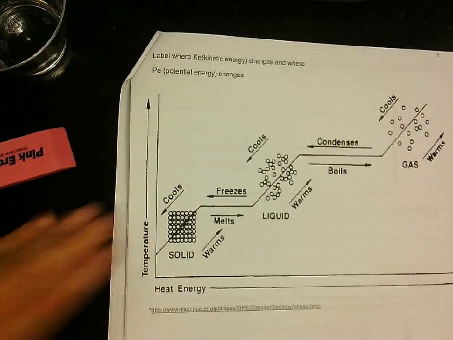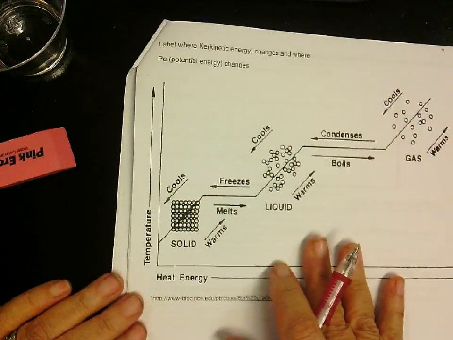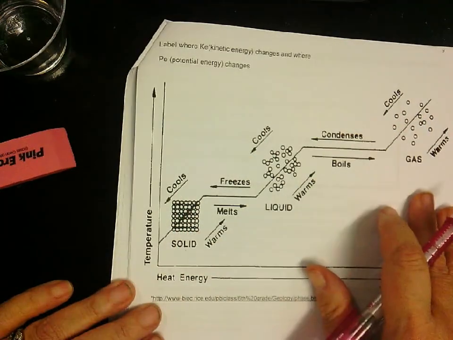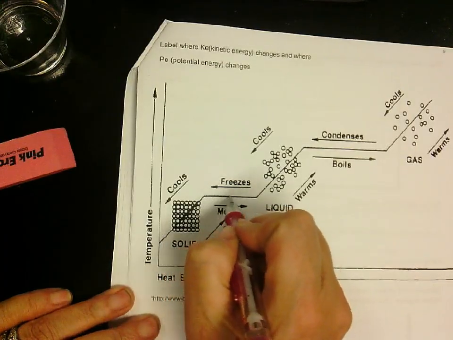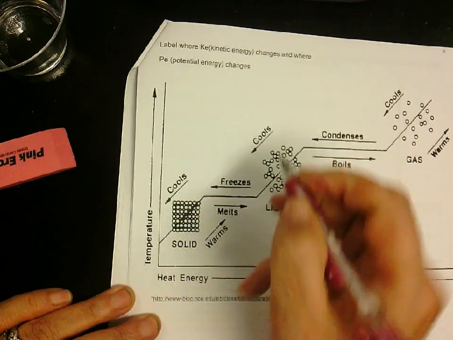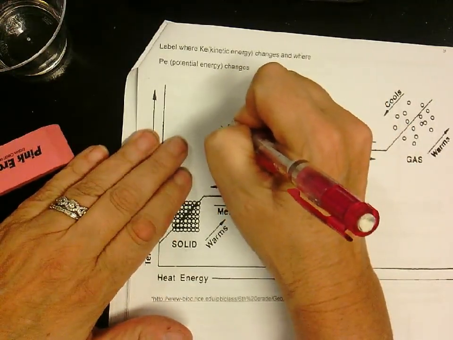phase change graph. So when we think about phase change, for right now, I want you to think about this as water. And the first thing you need to know is where phase change happens, temperature doesn't change. So here's a flat area, and this area that's flat is our phase change.